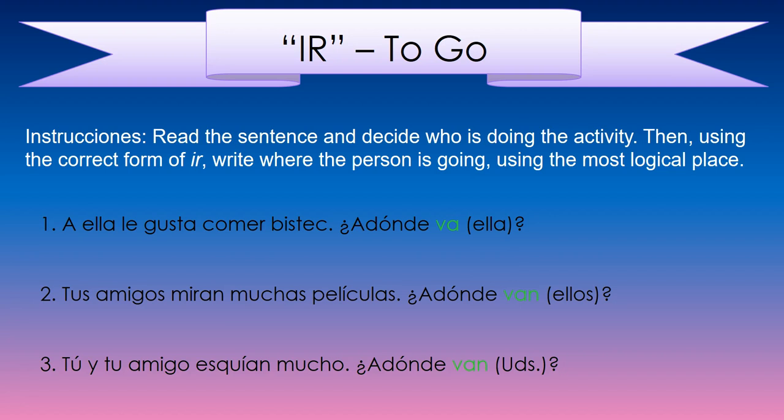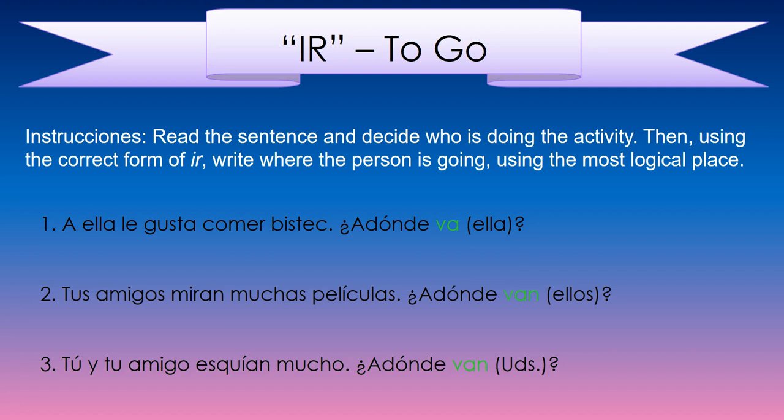A little more practice. This is even more, this is like a level 3. So you're going to read the question. Número 1, a ella le gusta comer bistec. She likes to eat steak. ¿A dónde va ella? Where would she go? So if she wants to eat steak, where would she go?